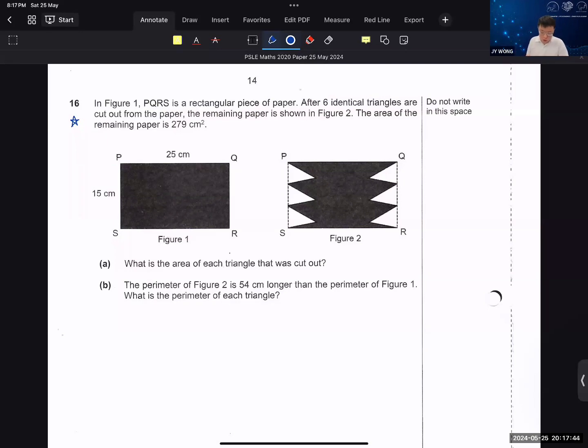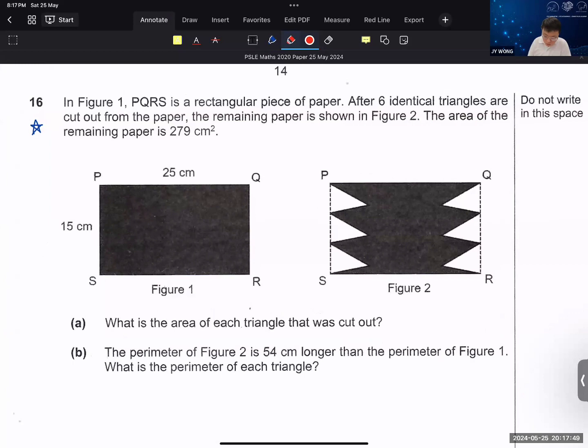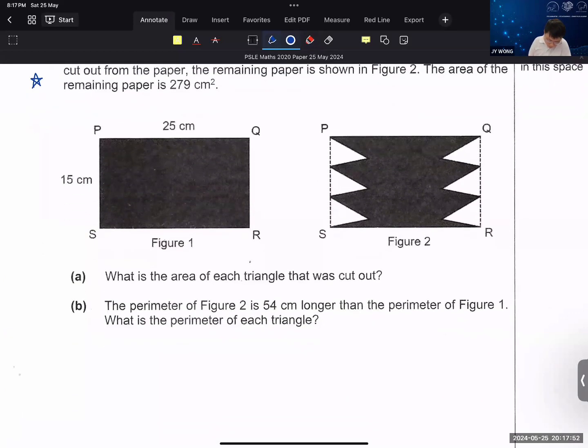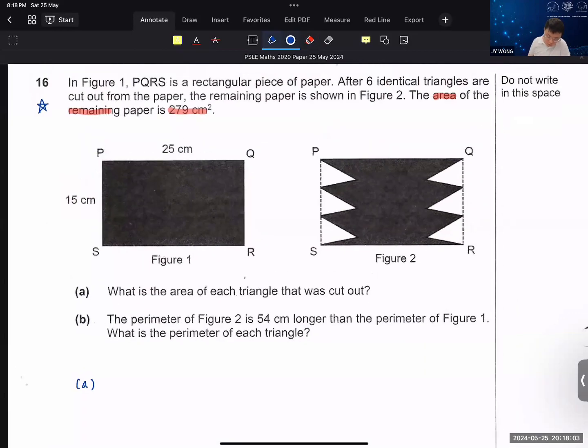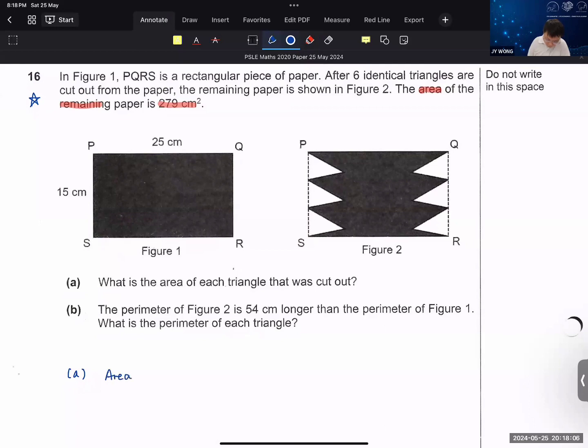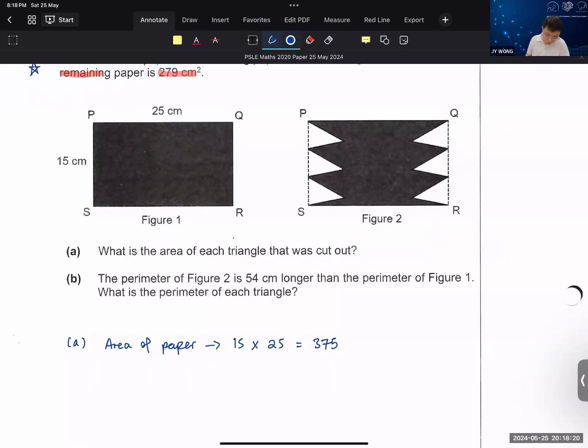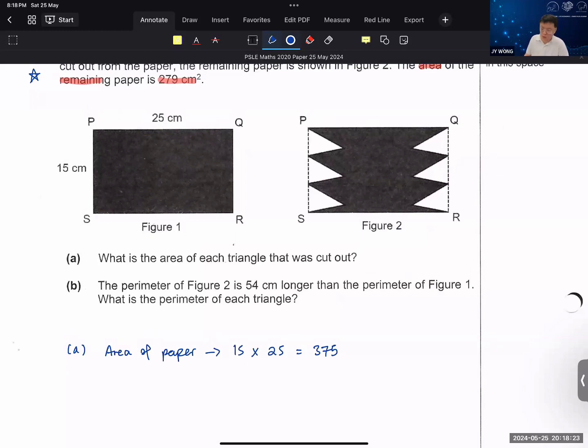How do you find the area of each triangle that was cut up? Very easy. If you look at the figure, your area of your remaining paper is 279. That is what they tell you. Area remaining 279. Your original paper is a rectangle, so you first find the area of your paper. 15 times 25 will give you 375. So how come the area remaining is 279? Because you cut out the triangles.